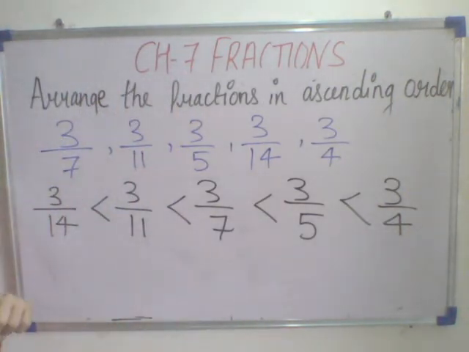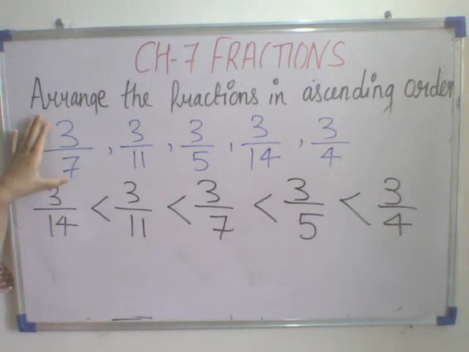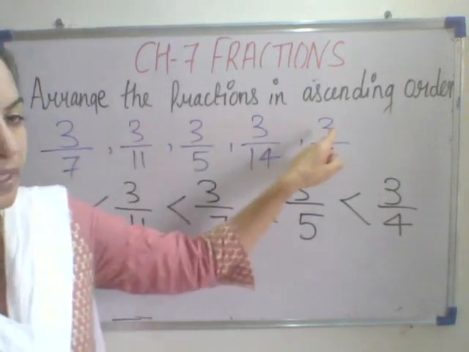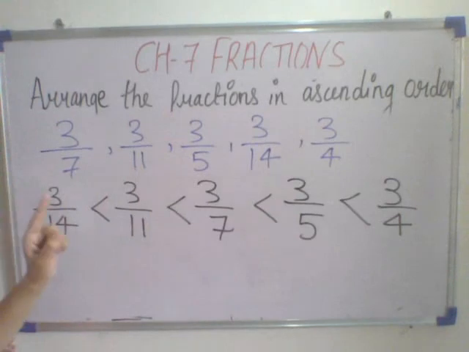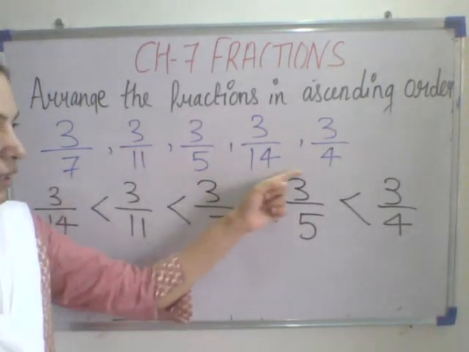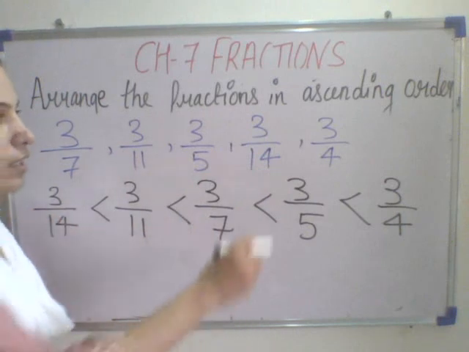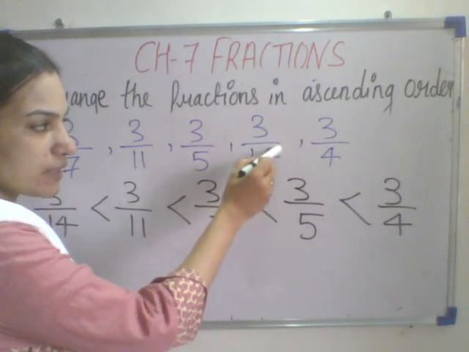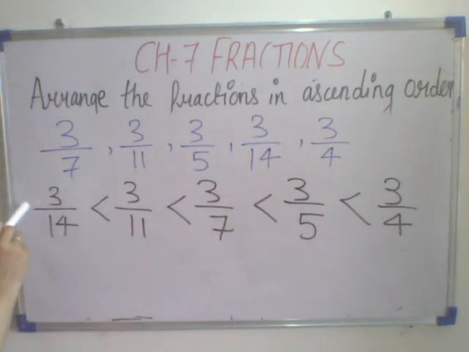So students, here in the question I have given you fractions with the same numerator. How to order fractions with the same numerator? You have to see the denominator. The fraction having the greater denominator will be the smallest one.